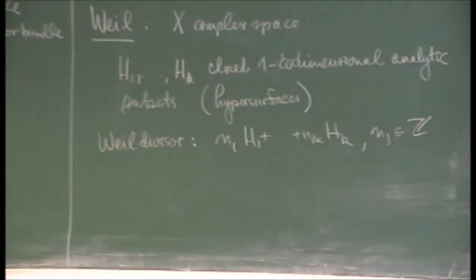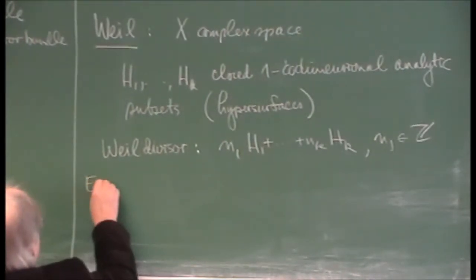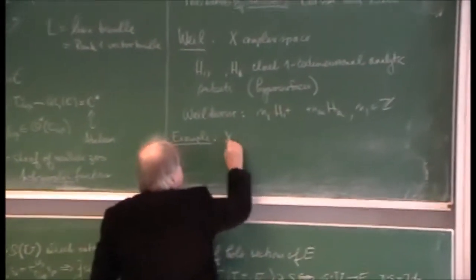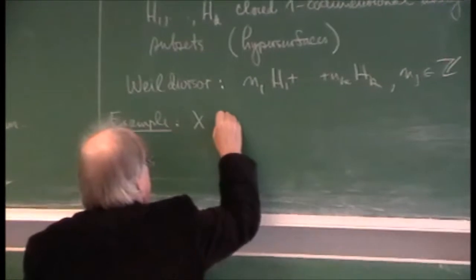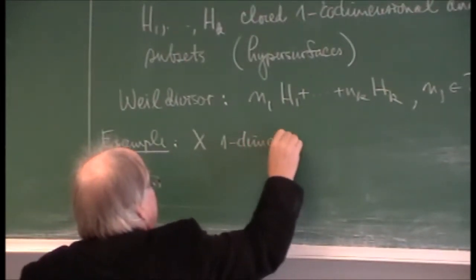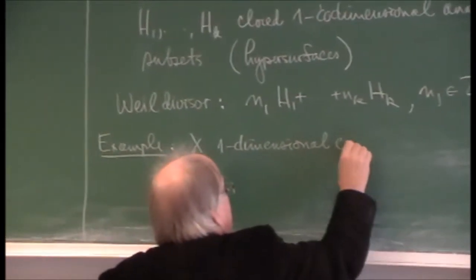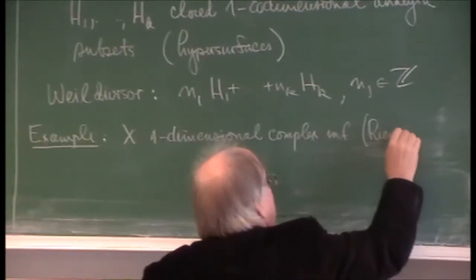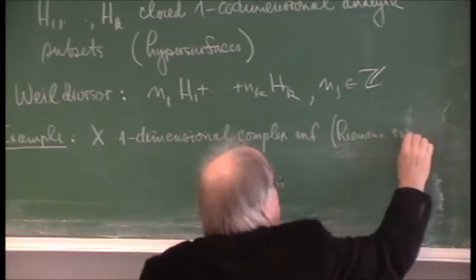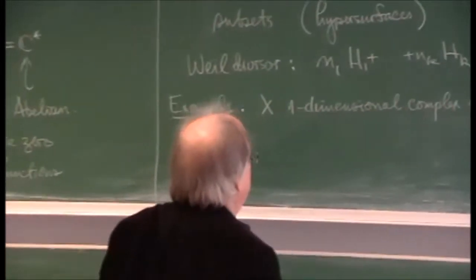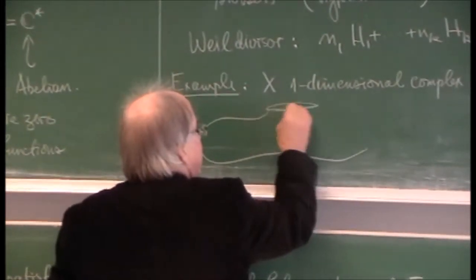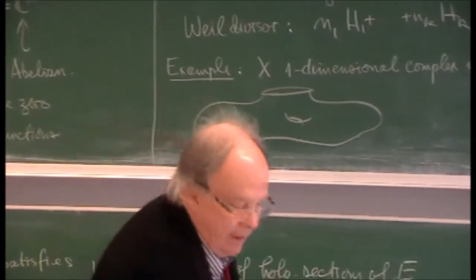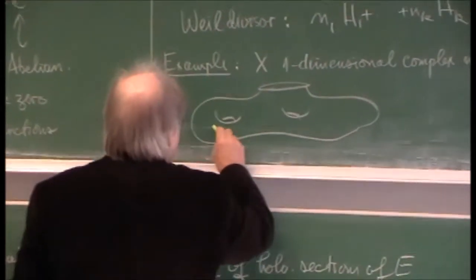Now, please recall, well, an example. And this will be fundamental for our discussion. So X, one-dimensional, complex manifold. So let's call this a Riemann surface from now on. You have some mysterious Riemann surface, maybe a hole here and something like this, maybe some genus here. And you have finitely many points on there. You could have infinitely many, but we only want to have finitely many.